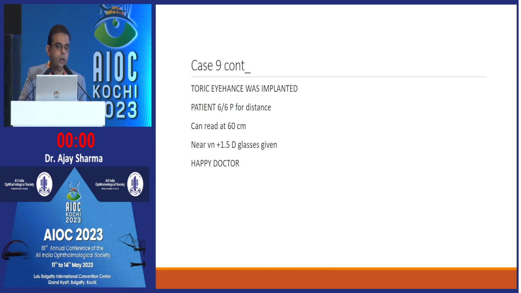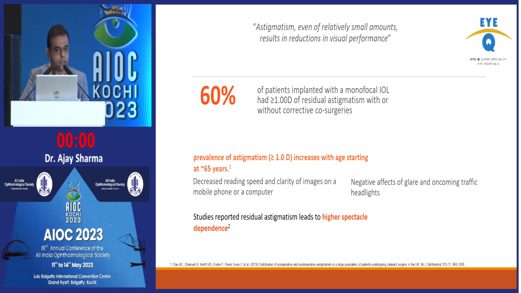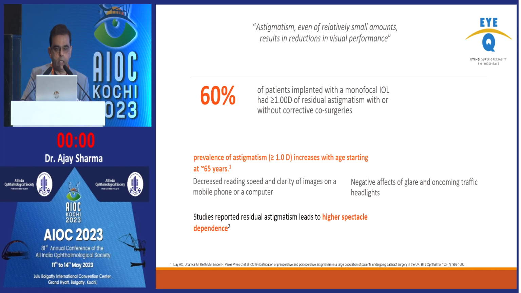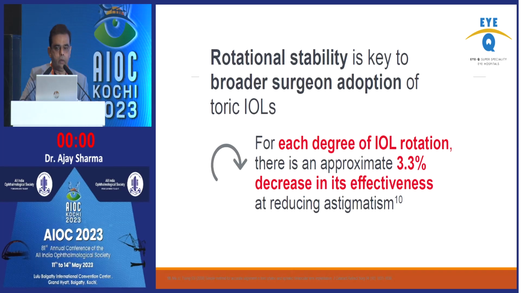So here, Technis, a similar monofocal plus lens was given, and now he can read at 60 centimeters, but for near we need a 1.5 diopter glass. So, sorry, this is a toric that was implanted. Toric has been told and will be explained now in a future slide.